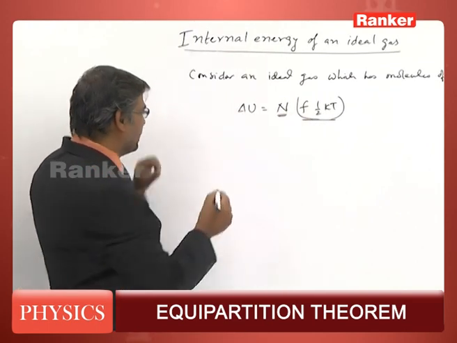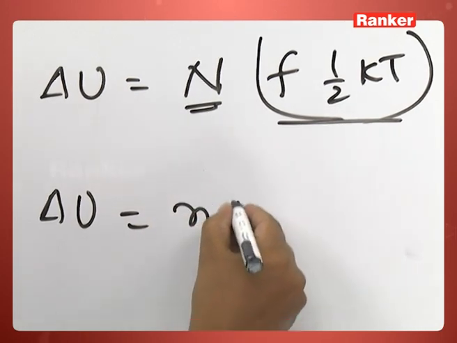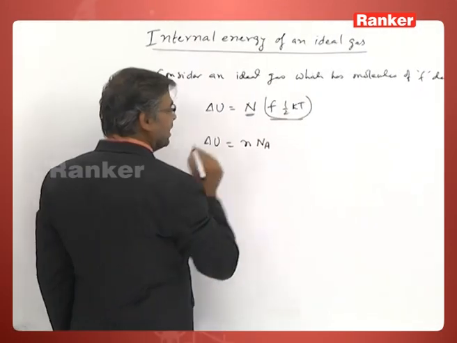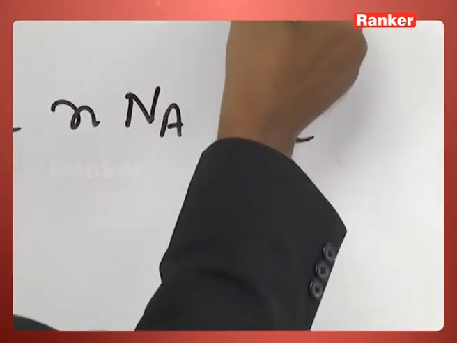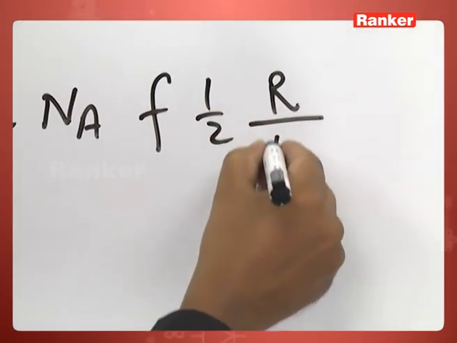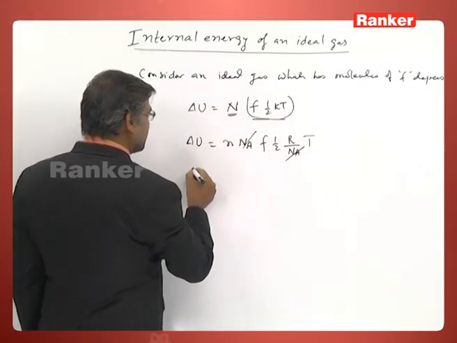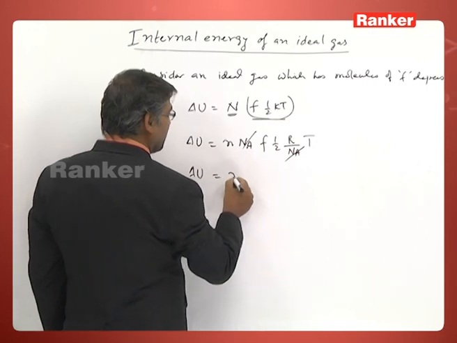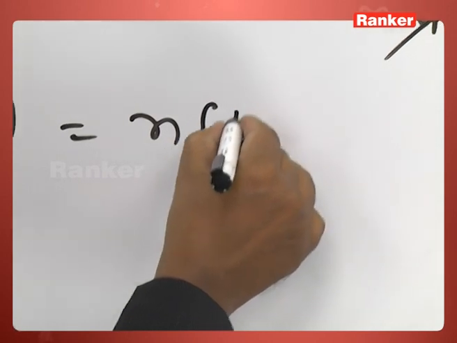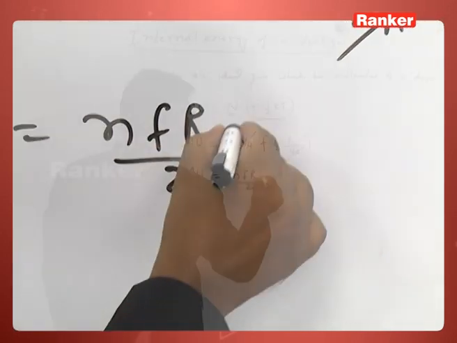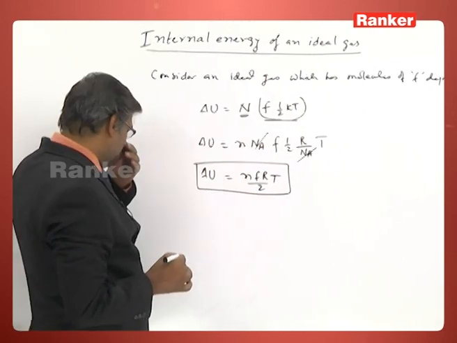Total number of N molecules. So, we can write this as n into Avogadro number, where n is the number of moles, F is the degrees of freedom, half, k is the universal gas constant by Avogadro number, into T. This cancels out. So, the expression for internal energy becomes n into F R by 2 into T. So, this is the expression for internal energy.